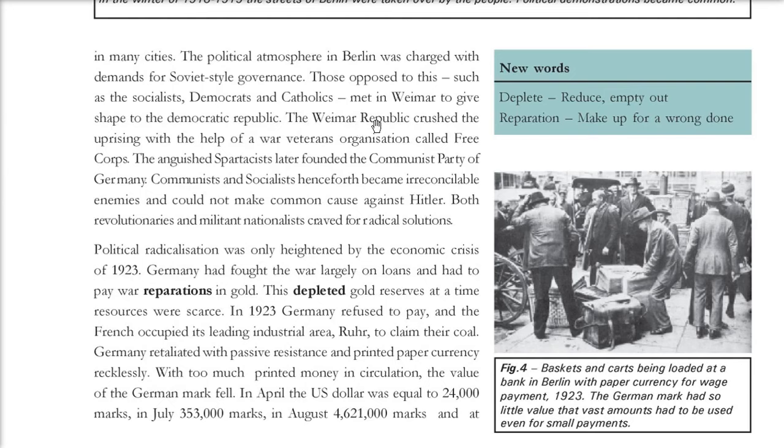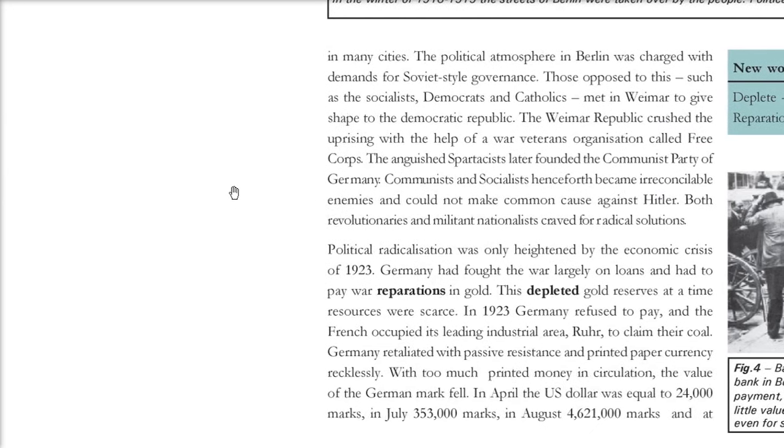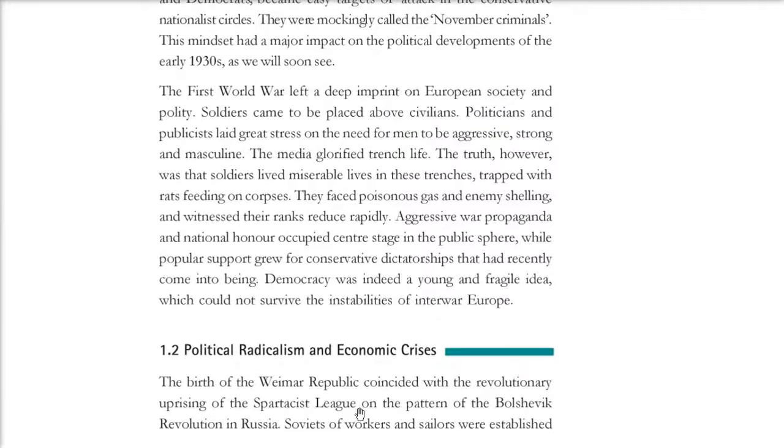But the Weimar Republic crushed the uprising with the help of war veterans, and the organization was called the Free Corps. So the Spartacists, as I just mentioned, let me go back. At this time there was political radicalism, because the Weimar Republic coincided with the revolutionary uprising of the Spartacist League, just like the Bolshevik Revolution in Russia.